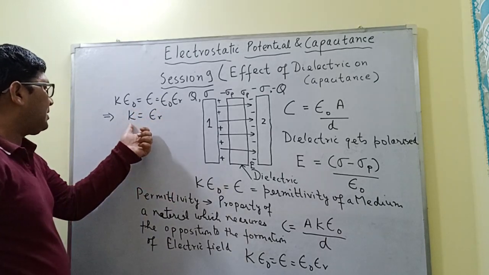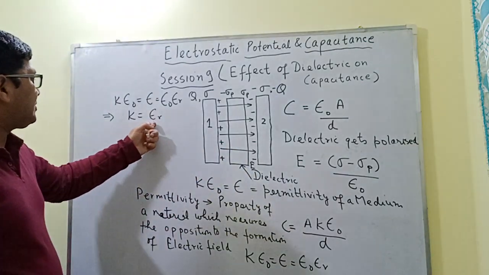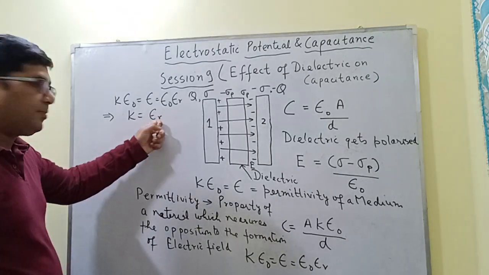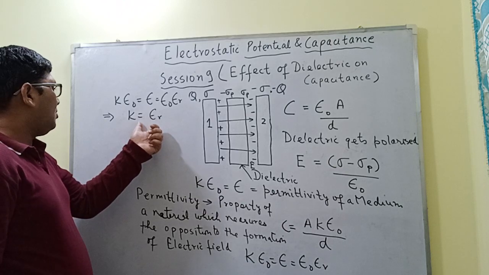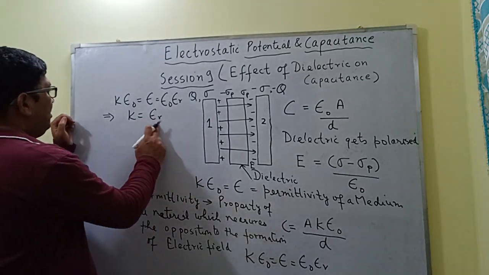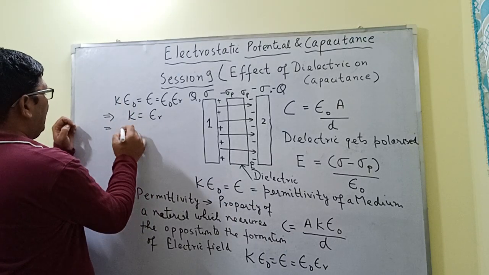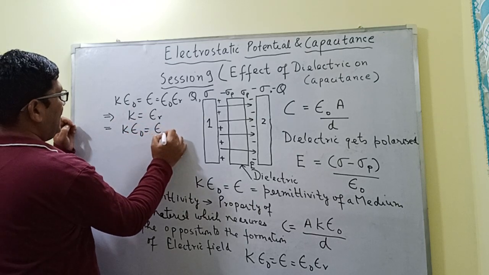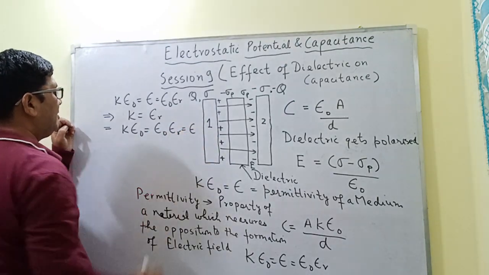Now K is basically the dielectric constant of this dielectric, and it is also known as the relative permittivity of a medium. So the relative permittivity of a medium is also called the dielectric constant of a medium, and they are governed by this relation, that is K epsilon naught is equal to epsilon naught epsilon r, which is equal to epsilon. ठीक है.